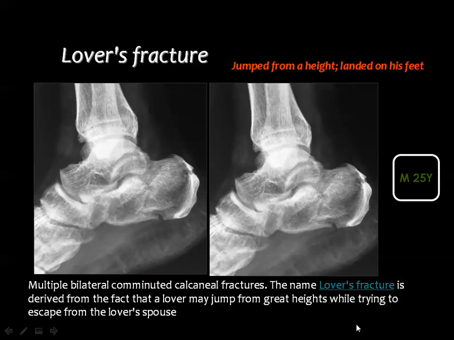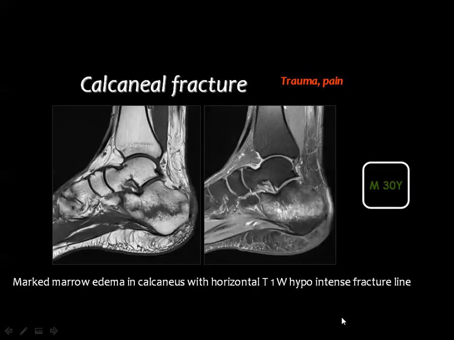And this is a bilateral calcanean fracture in a young male who jumped from a height and landed on his feet. And you get multiple comminuted fractures. As stated in the literature, the name lover's fracture is derived from the fact that a lover may jump from a great height while trying to escape from the lover's spouse. Then you get flattening of the superior surface of the calcaneus.